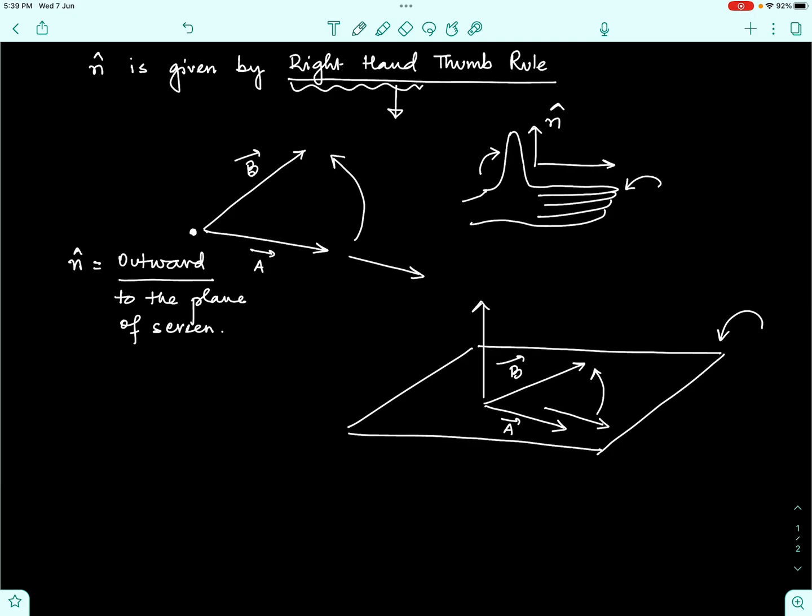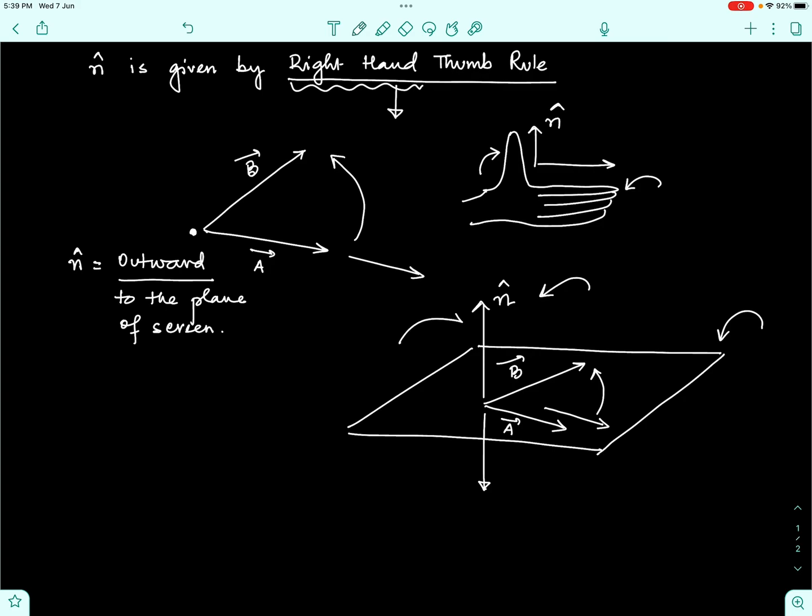You can try doing this, and this is the direction of n cap, perpendicular to the plane containing the two vectors A and B, in such a way so that the right hand thumb rule is possible. Understand that the vector n cap is perpendicular to the plane containing vectors A and B, right? Now perpendicular to this plane, this vector is also perpendicular, right? The vector that I draw downward is still also perpendicular to the plane.